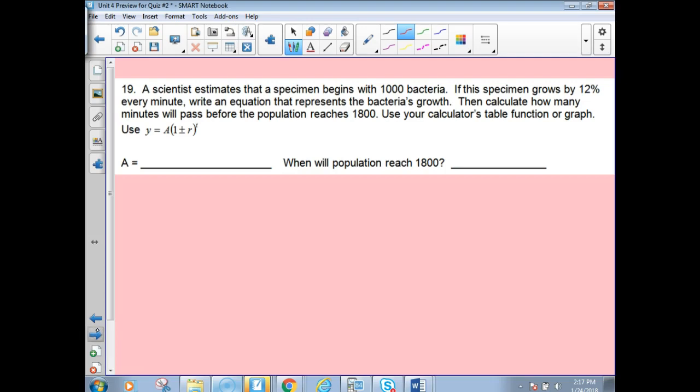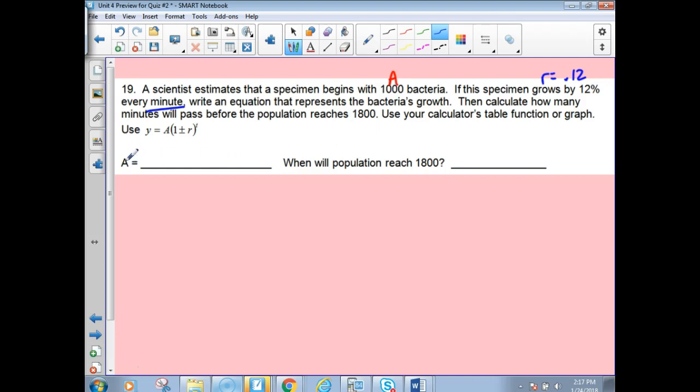Okay, 19, a scientist estimates that a specimen begins with 1,000 bacteria. That would be your amount, your initial amount. I don't know, they said use this. And then it says the A equals, most of what they're doing here is they're saying that's your A. I don't like how they wrote A there, but anyway. A, your amount you start with is 1,000. If the specimen grows by 12%, that'd be 0.12 for your R value. Every minute, write an equation that represents the bacteria's growth. Then calculate how many minutes pass before the population reaches 1,800.